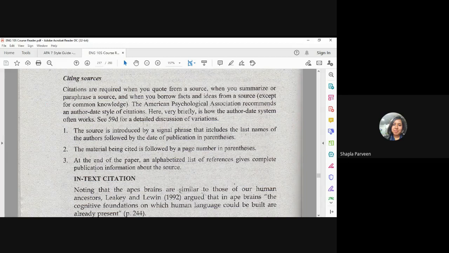Okay, before I move on, what is the difference between summarizing something and paraphrasing something? We need to understand the difference. What is the difference? When do we paraphrase? What is called paraphrase and what is summarization? Anyone?